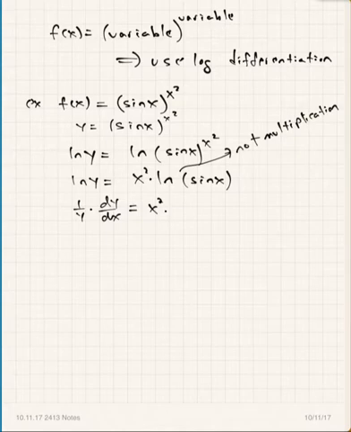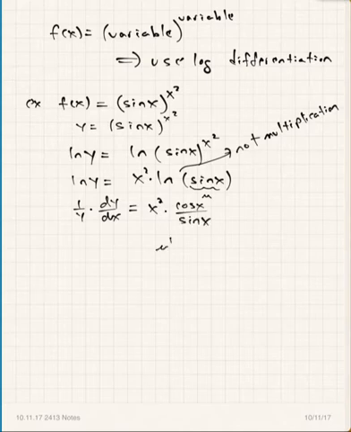Sine x is my u here, right? So this is going to be u prime over u. So that'd be cosine x over sine x. It's u prime over u. So that's the first factor times the derivative of the second factor. That's the derivative of the natural log of sine of x. Plus the second factor times the derivative of the first factor, but the derivative of x squared is 2x.